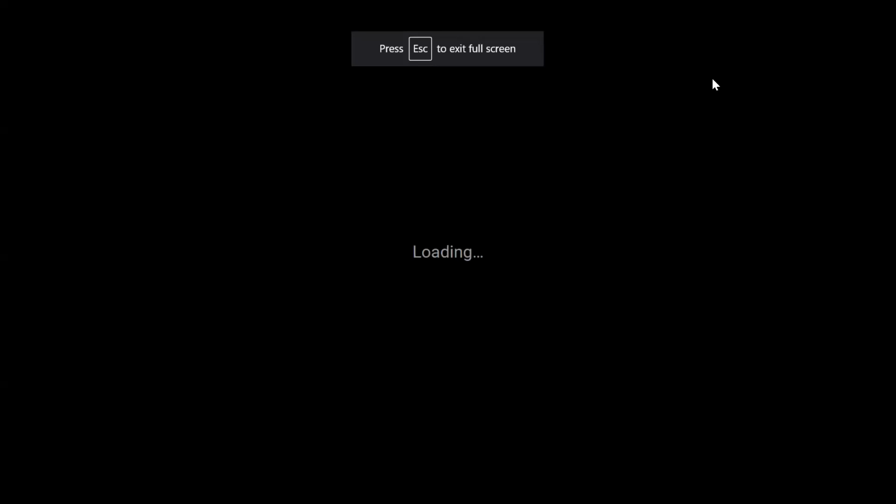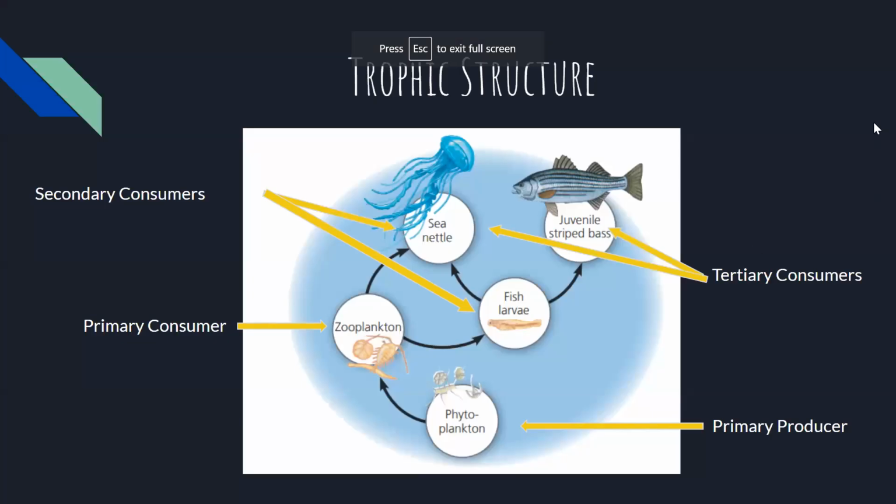Okay. Trophic structure. The next one you have is just, in this image, a food web. So at the bottom of a food web, you obviously always have the primary producer, and then you just follow up the chain. So the next one is the primary consumer, then you have the secondary consumer, and then the tertiary consumer. So in this slide, the bottom one is the phytoplankton, which is the primary producer.